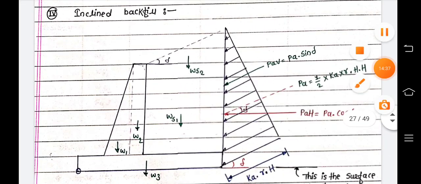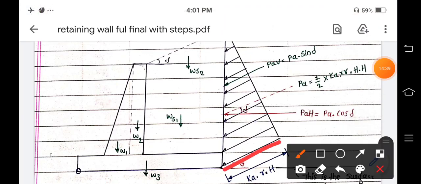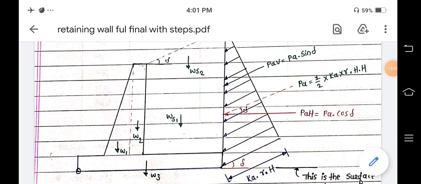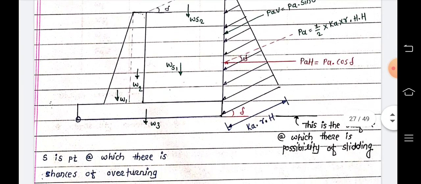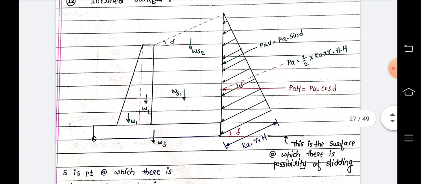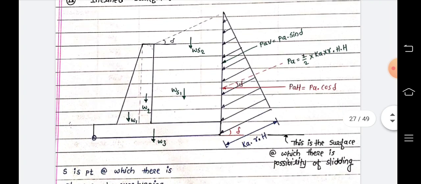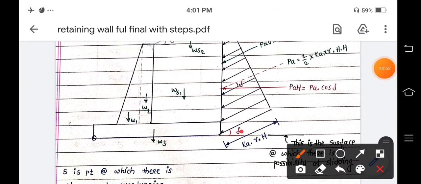Pressure distribution diagram will be inclined. So here the value, the base will be Ka gamma H, same as we know, K into gamma into H. This angle is delta, that is called a surcharge angle.